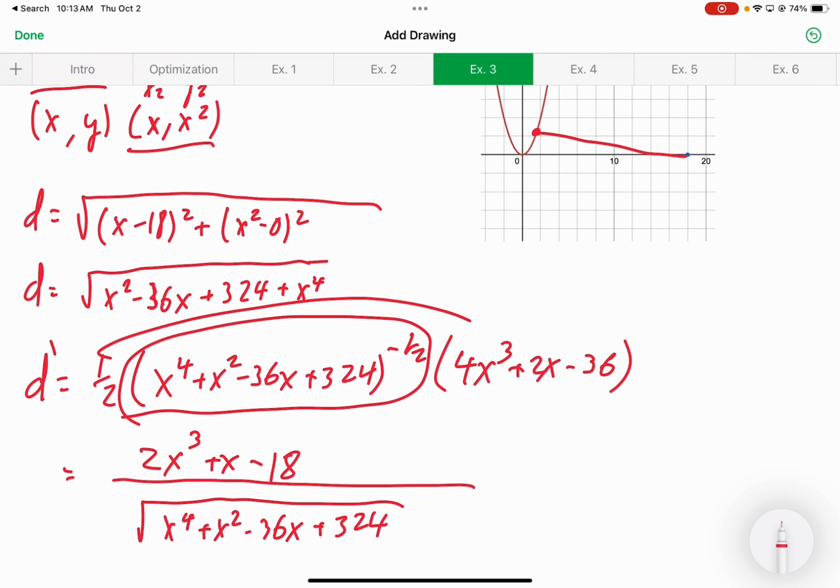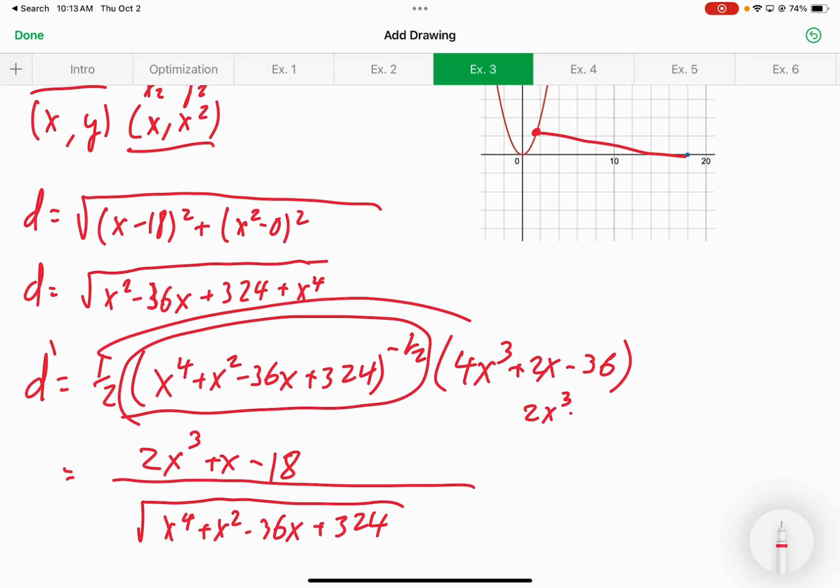Now, what do you notice about my denominator? It's the same thing as my original distance. So when I set this equal to 0, do I want my original distance being 0? No, I don't really care about that. Is my distance going to be 0? No, because I can't have that. So for all intents and purposes, I can ignore the denominator in this case. I'm not even going to spend my time trying to solve that equal to 0. I am focused on my numerator.